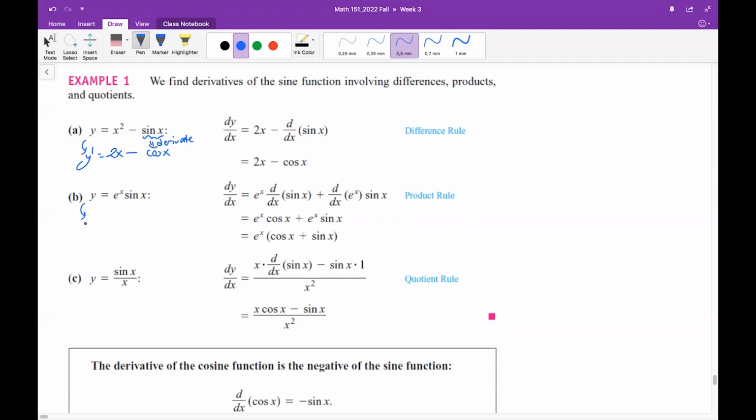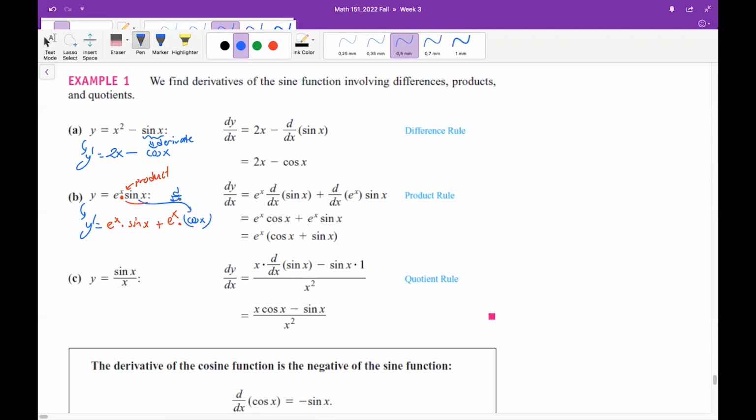And let's look at this one. Obviously, this function in part B is a product function. That's why we have to apply product rule, okay? This is a product function of 2 functions depending on x. That's why you will apply product rule, which goes like derivative of the first function. So derivative of e to the power x is e to the power x times the second function plus first function itself times the derivative of the second function. Derivative of it is cosine x, okay?